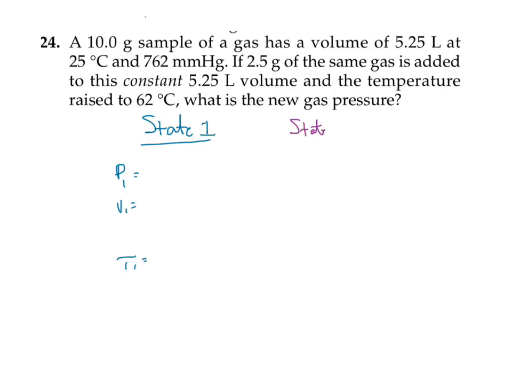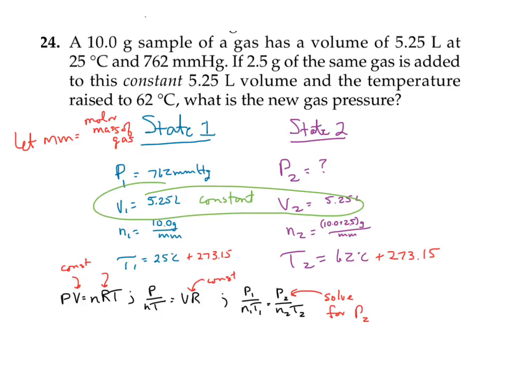Another one, I'll just put this whole thing up here. Let's see, this one had a little bit of a twist. They didn't give you moles, and you don't even know what the compound is, but you were given the mass of 10 grams in state 1 and the mass of an additional 2.5, or 12.5 grams, in state 2. So if you go with a generic molar mass, you should still be able to solve for the second pressure.